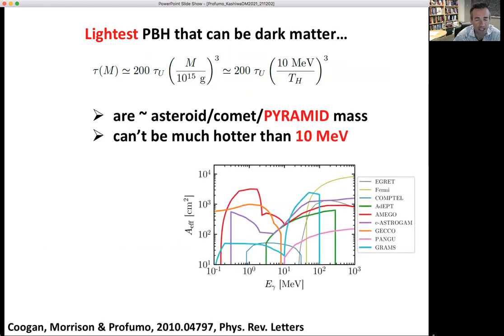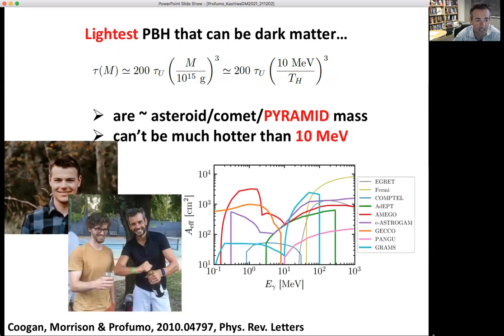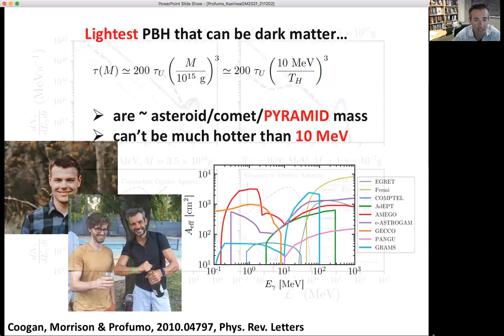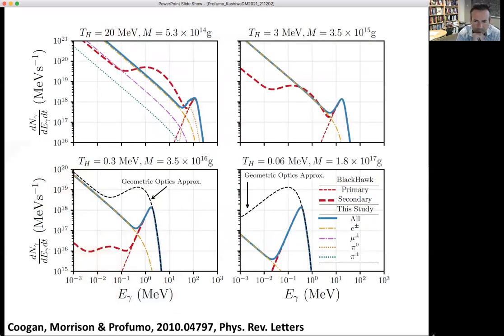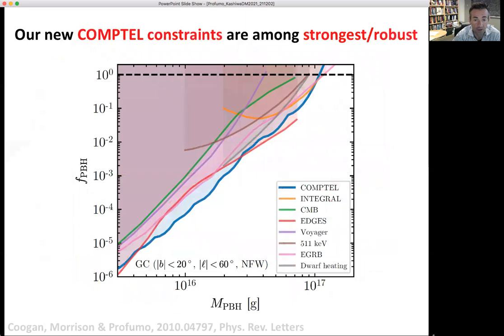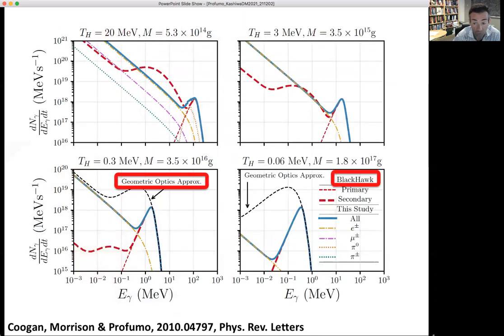So the best telescopes in the MeV range that are available right now are listed here. With two of my former graduate students, Logan Morrison and Adam Coogan, we've calculated in detail the spectrum from the evaporation of black holes that possess a Hawking temperature around the MeV. And notice that this is significantly different from predictions that were obtained by the code BlackHawk, as well as by previous simple estimates based on the geometric optics approximation.